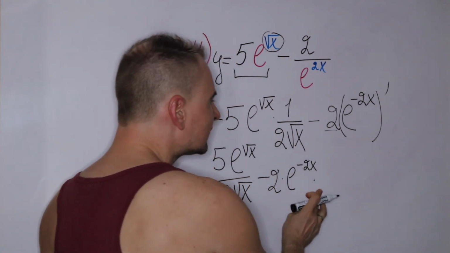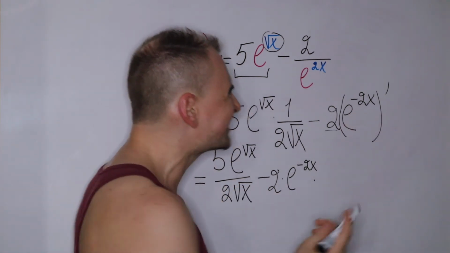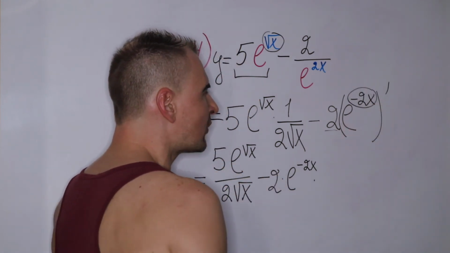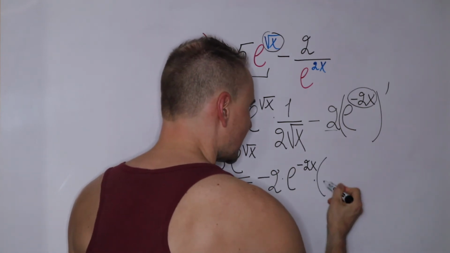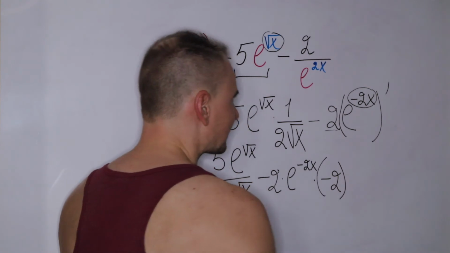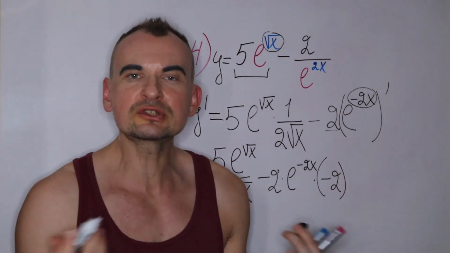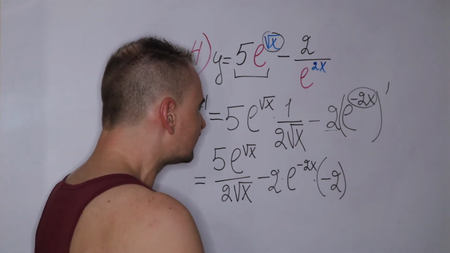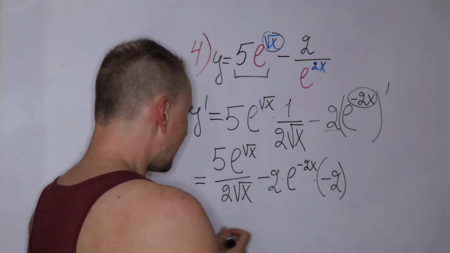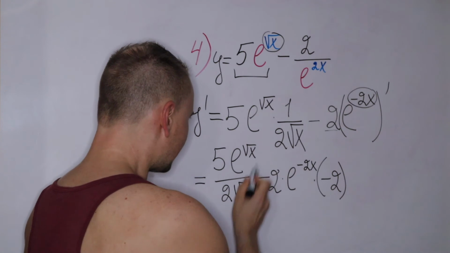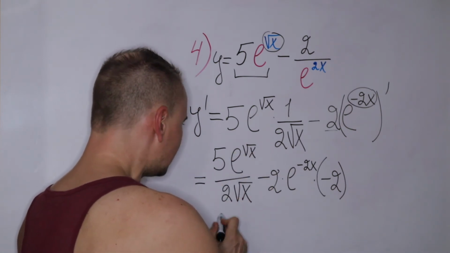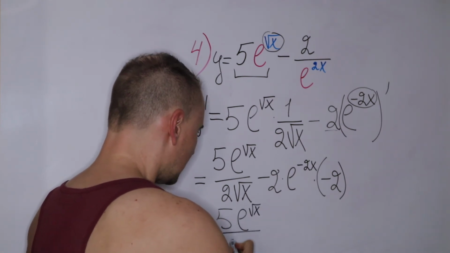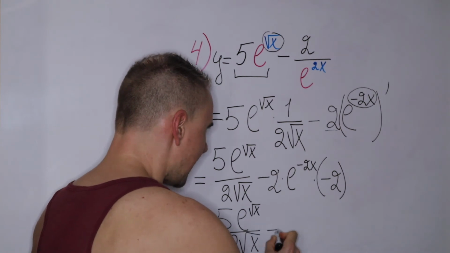And again, at this point, we have to apply the chain rule. So we have to take care of the derivative of negative 2x. And the derivative of negative 2x would leave us with just negative 2, since the derivative of x is just 1, x goes away. And all you need to do is clean it up. We don't want to leave the house like this. I'm going to rewrite the first chunk as is because it's done. So 5e to the power of root x over 2 square root of x minus.